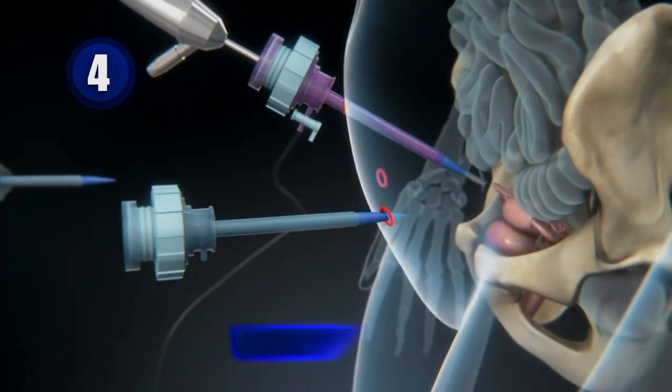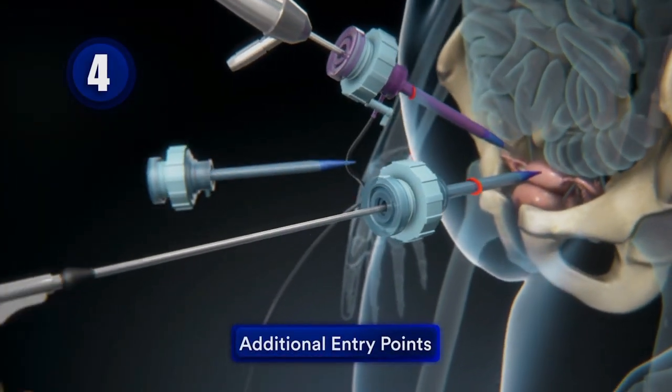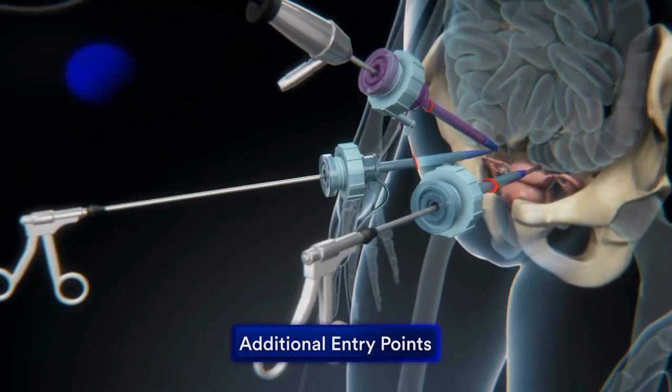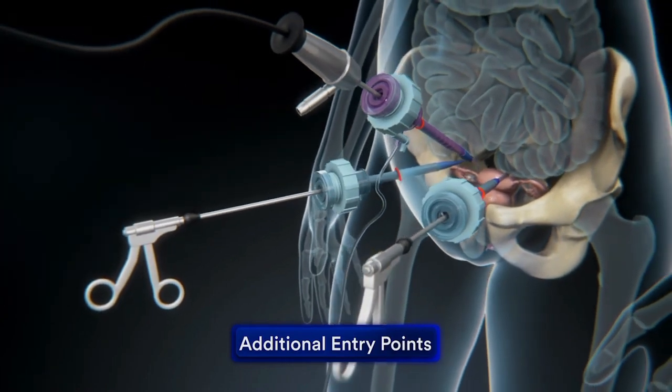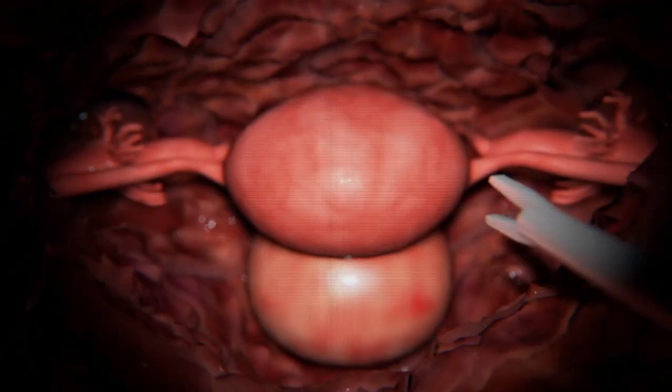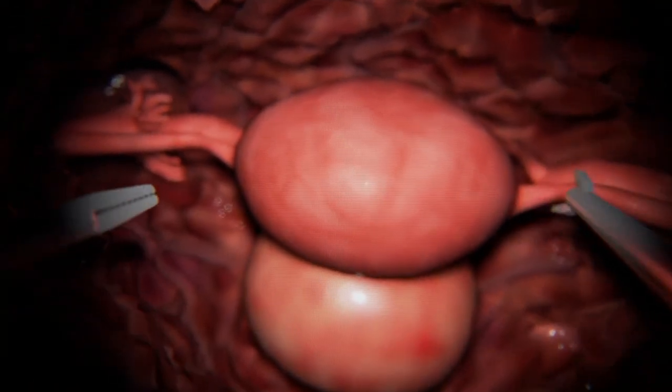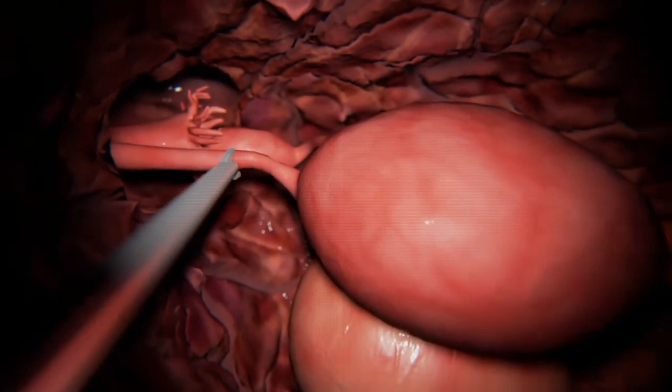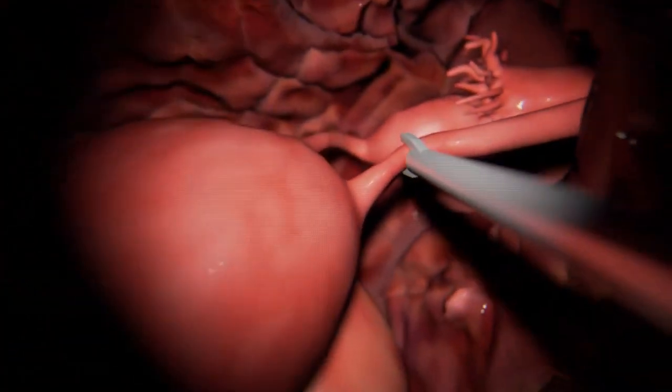The doctor might designate additional entry points for instruments. These extra tools are used for operations like scar tissue removal, taking biopsies, or draining abnormal fluid, or for shifting organs out of the way for better viewing.